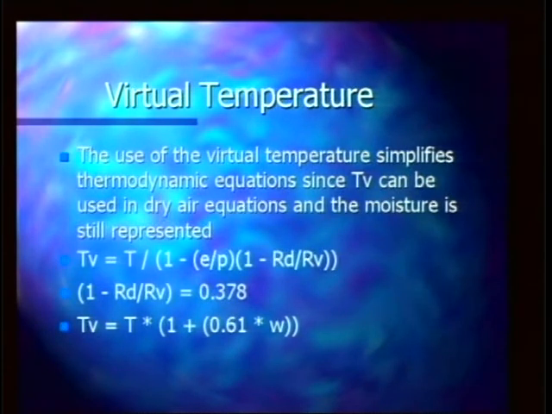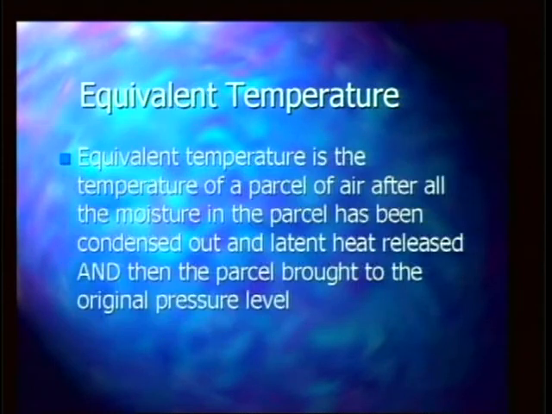So if you know the mixing ratio, which is an indication of the moisture in the air, multiply that by 0.61, and that mixing ratio will be in kilograms per kilogram, so it'll be a small number. So you'll add 1 to a small number, so the number will be a little bit greater than 1, and multiply that by the temperature. It needs to be in kelvins also to determine the virtual temperature.